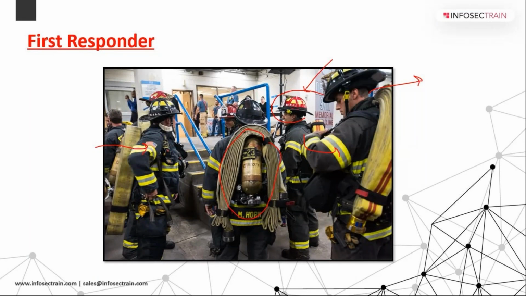Like these gentlemen contain the fire, the first responders in cybersecurity contain the virus, right? And then they also preserve the evidence.